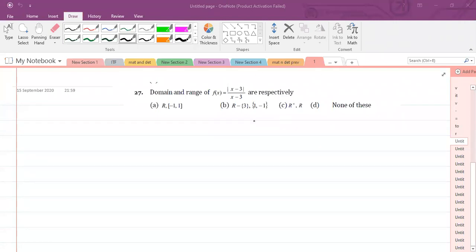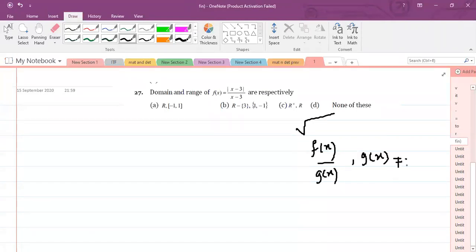Yes, it is B. For domain, to become a real function, they have not mentioned any particular condition, so it is a real function. For real function, it should take real values. In most of the cases, if you have a square root, the inside function must be greater than or equals to 0. If you have a denominator term, if it is fraction f of x divided by g of x, then g of x should not be equals to 0. These two are very, very important conditions for a function to be a real function.